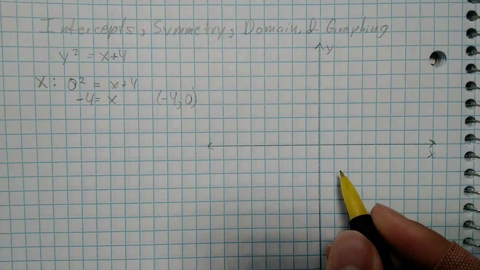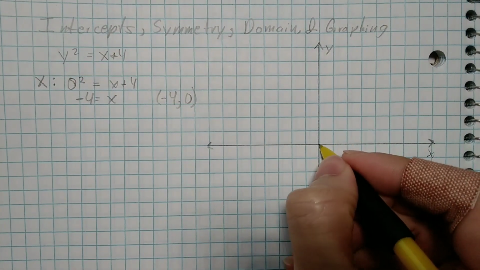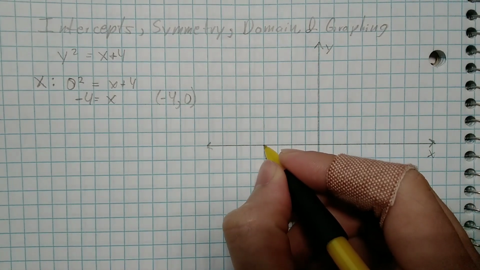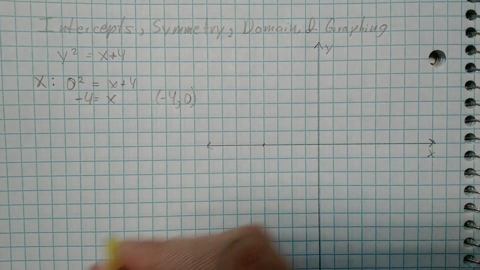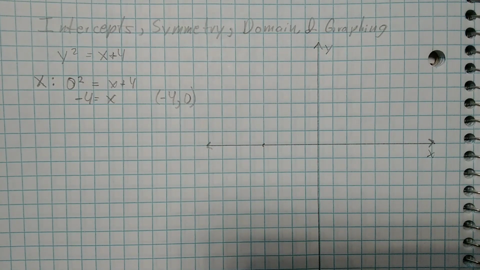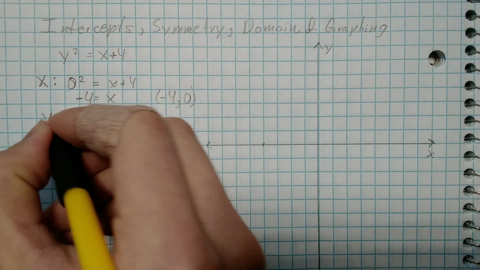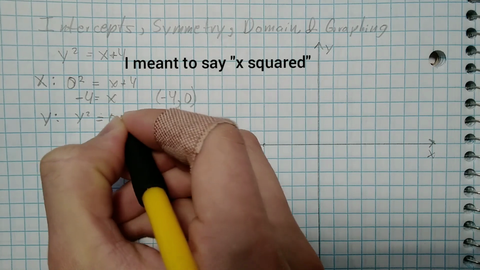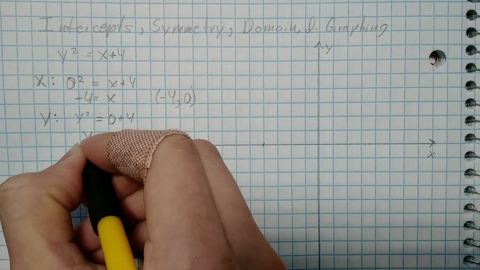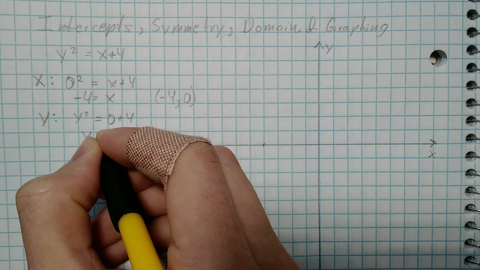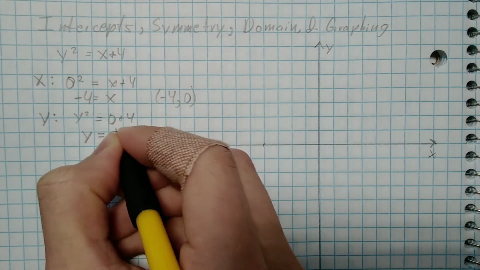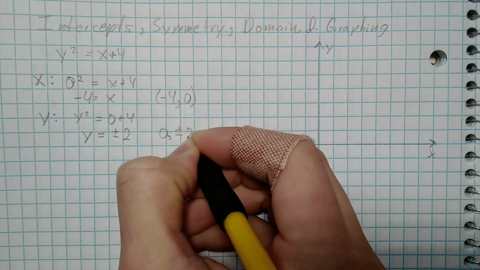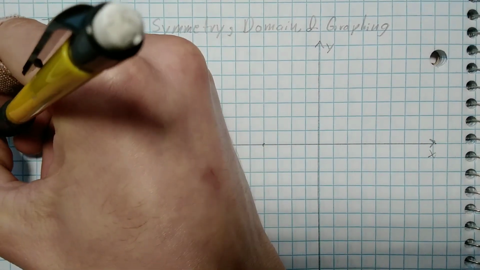Now, I want to actually show you how these work on the graph. The intercept for this equation, for the x-axis, would be negative 4, which is right here, 0. That's where the intercept would be on an actual xy graph. So for the y-intercept, we have y squared equals 0 + 4. y equals ±2. So therefore we would have (0, ±2). So these are the intercepts.